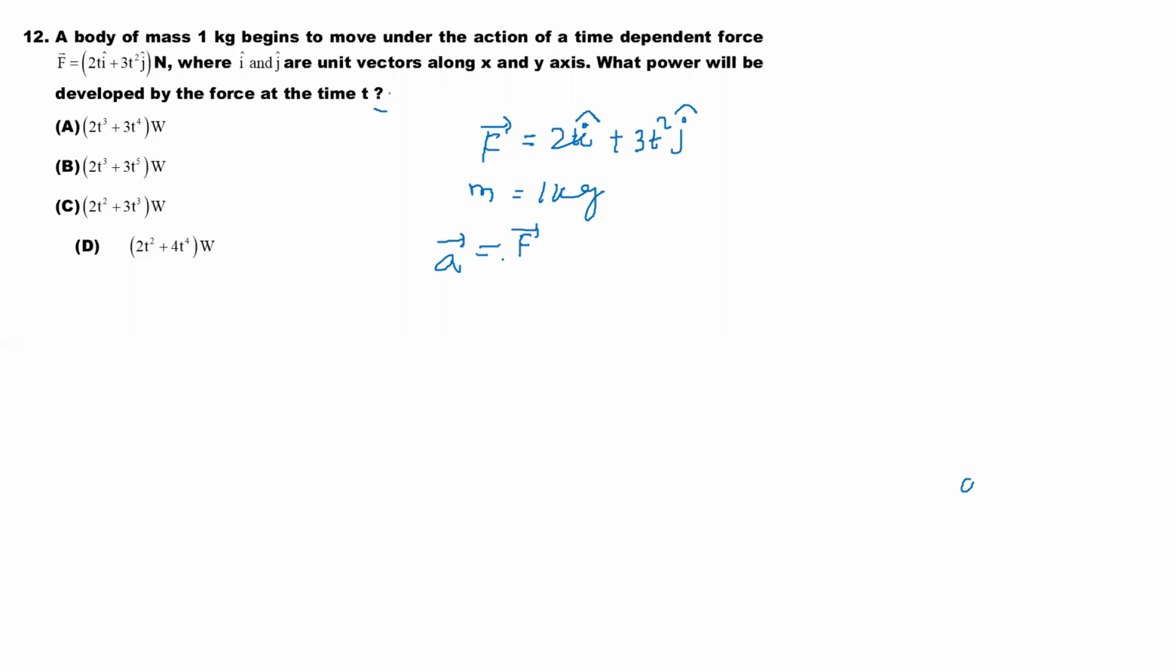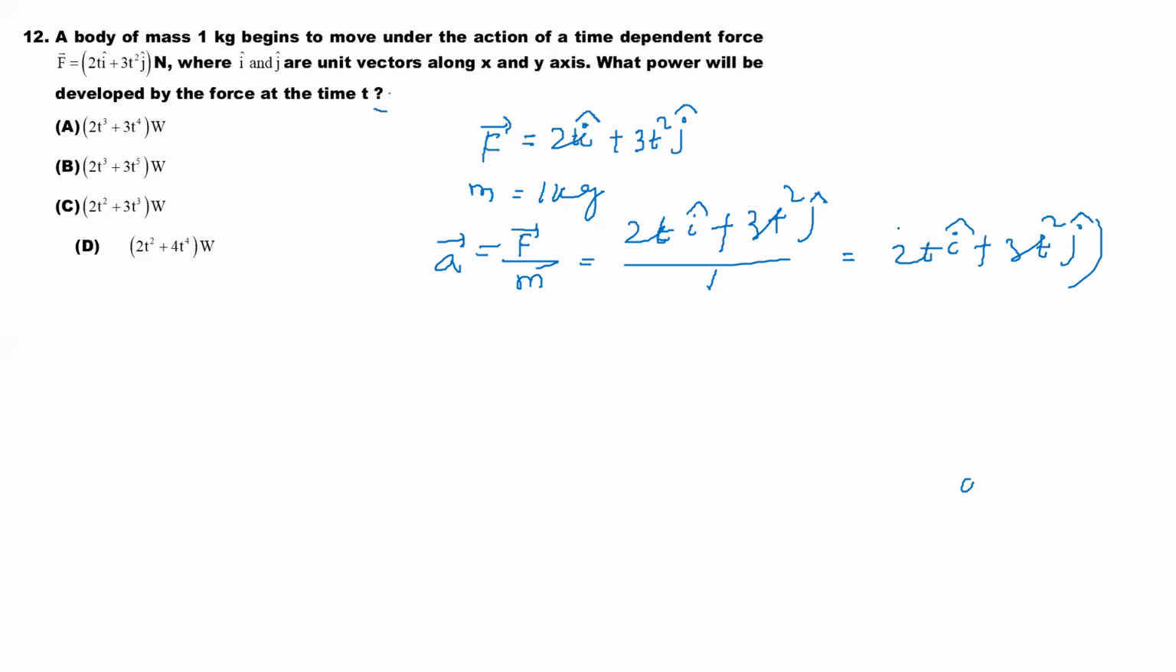Can I go for acceleration? Acceleration is force by mass. Why am I going to acceleration? Because I want to find velocity. So that is 2t i cap plus 3t square j cap divided by 1. So that is becoming the same. So the acceleration is 2t i cap plus 3t square j cap meter per second square. Okay. So at time t we want to find the velocity. So velocity is equal to how much? Acceleration integrated with respect to dt.